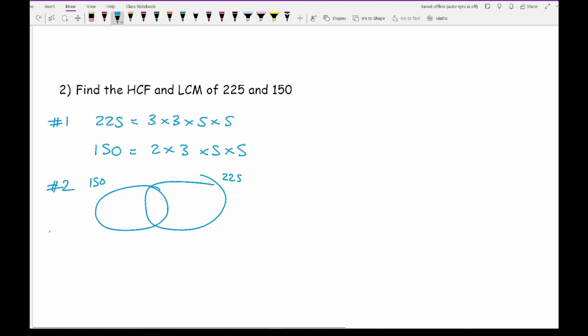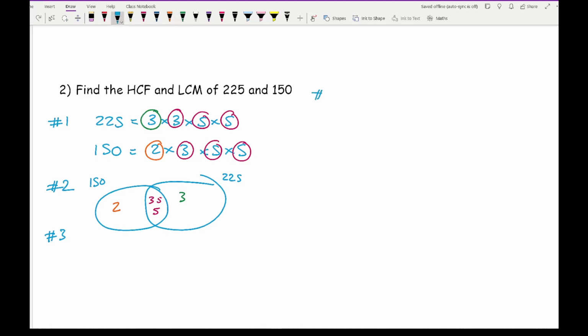The next thing for me then to do is to complete the Venn diagram. So I write down the numbers that appear in both. So I've got 3, a 3, and a 5, and a 5. So I write 3, 5 in the middle. I write down the numbers exclusive to, oh, actually there's another 5. So I can write a 5 there. Then the numbers exclusive to 150 is 2. So I can write a 2 there. And the numbers exclusive to 225 is 3, like so. So that's my Venn diagram completed.